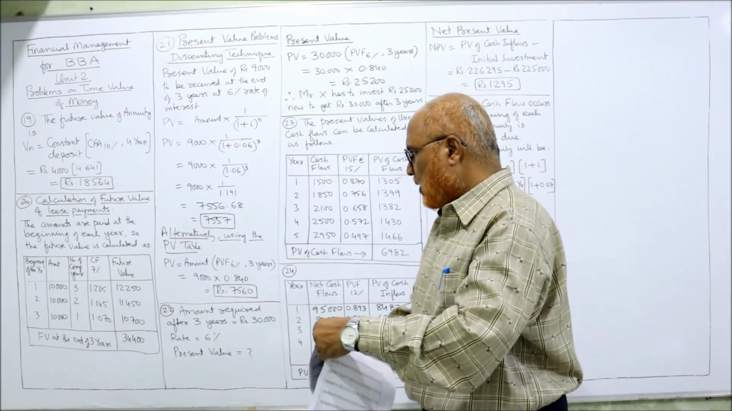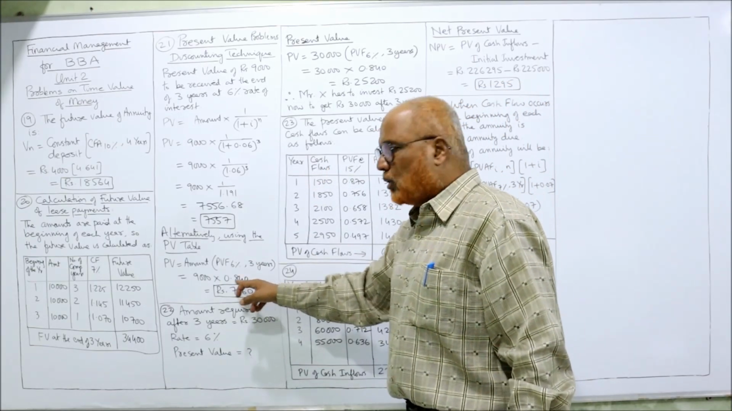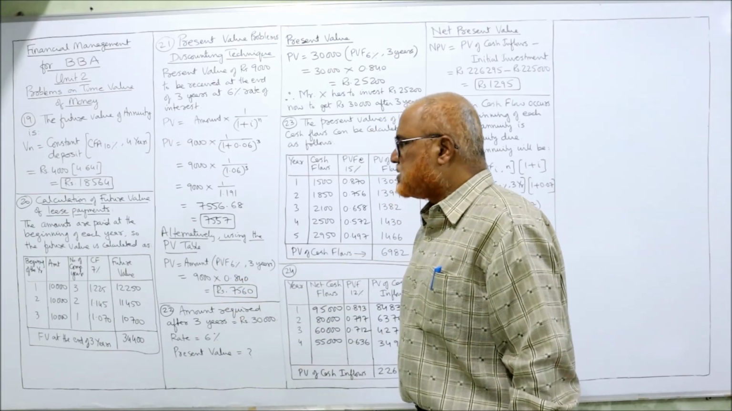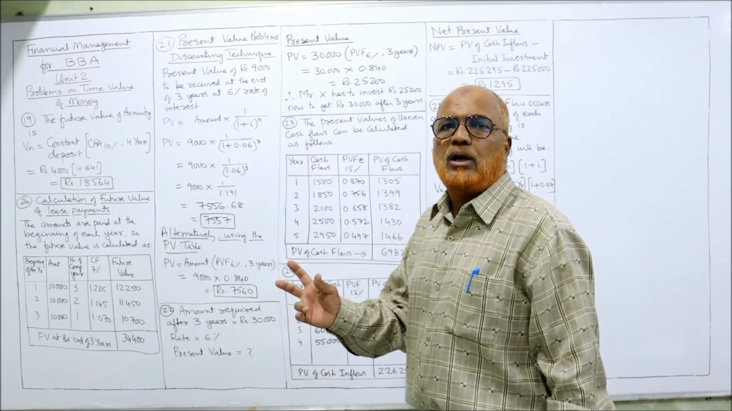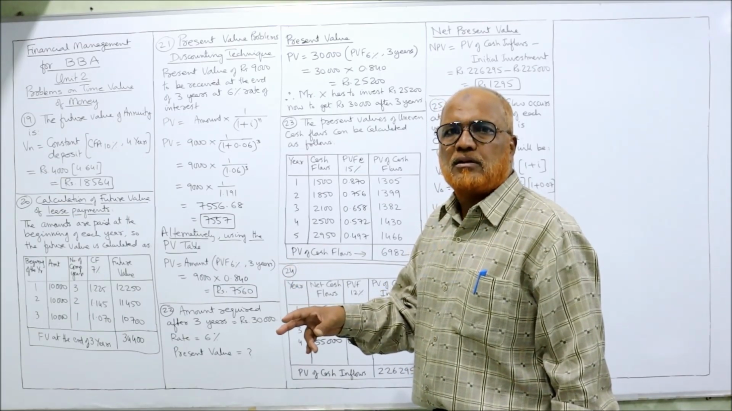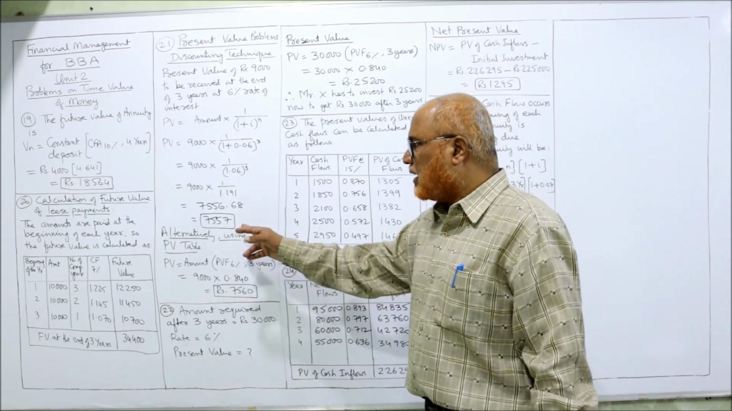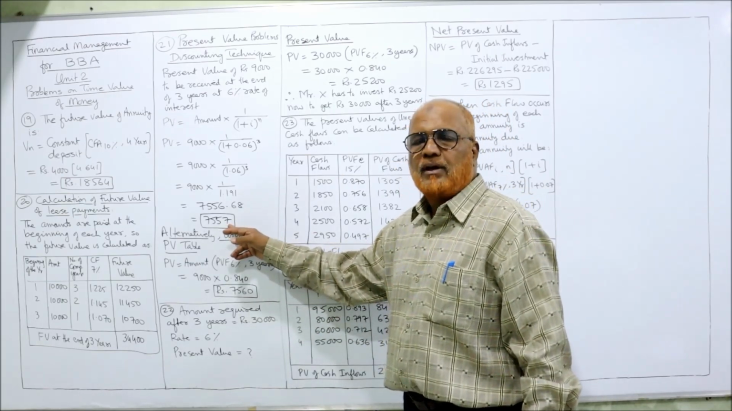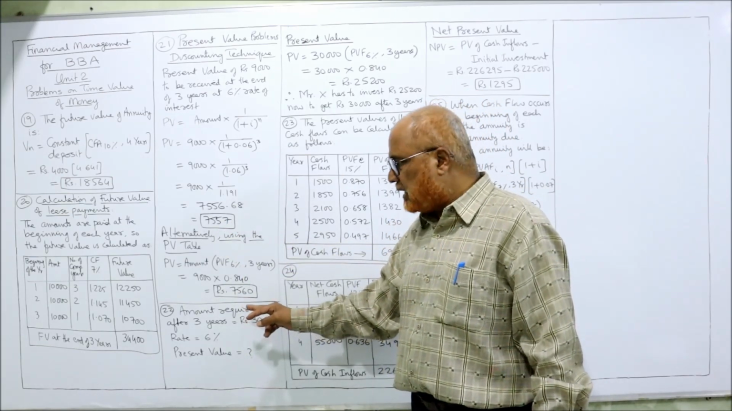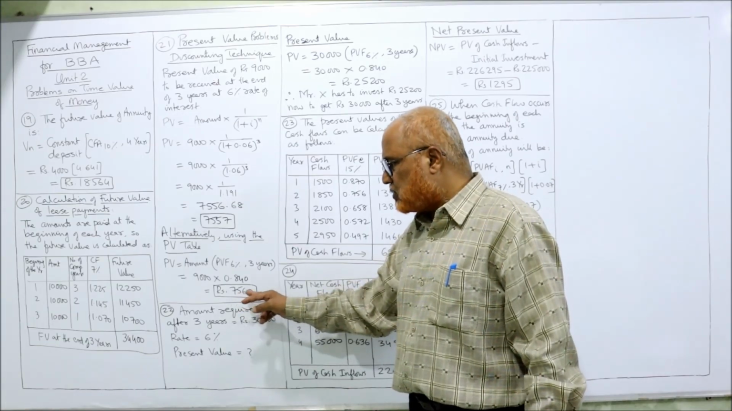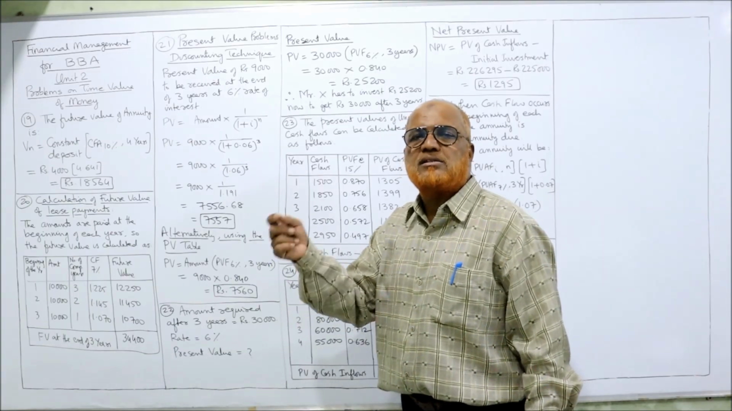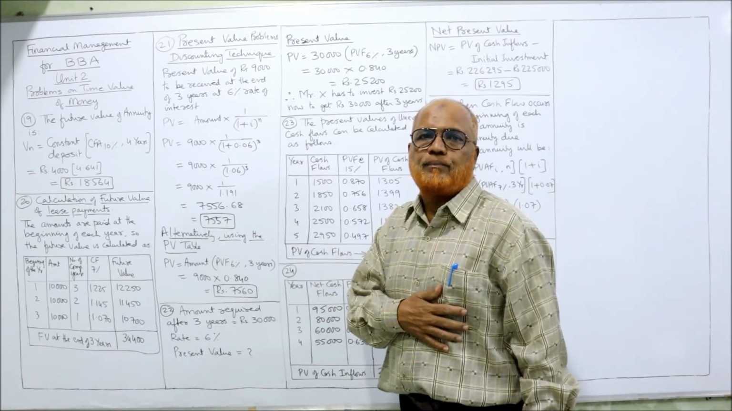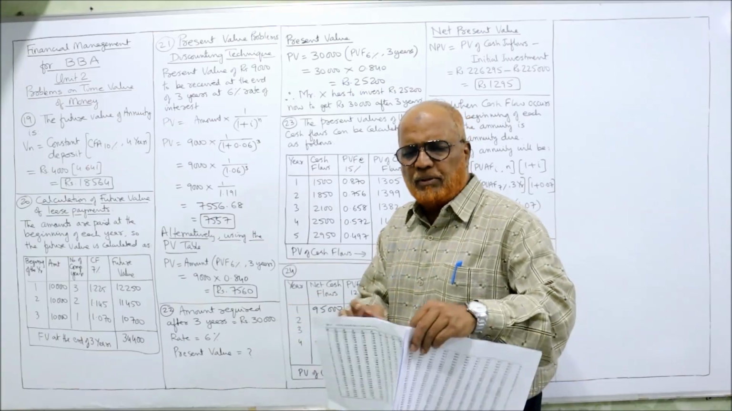Here 6% and 3 years, 0.840. So 9,000 into 0.840, 7,560. A small difference may come due to rounding error. By manually calculating, we are getting 7,557, whereas by using the present value table, we are getting 7,560. A 3 rupees difference we are getting. That 3 rupees difference is due to rounding error. That is inevitable. That will be there.